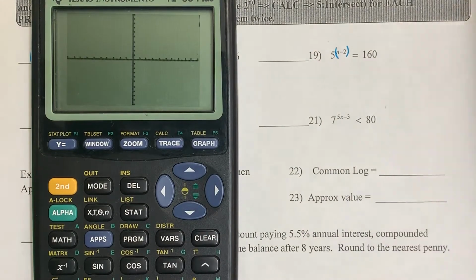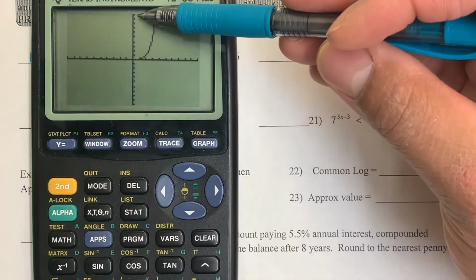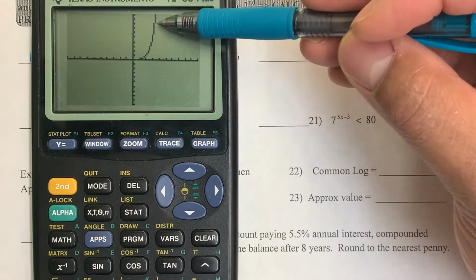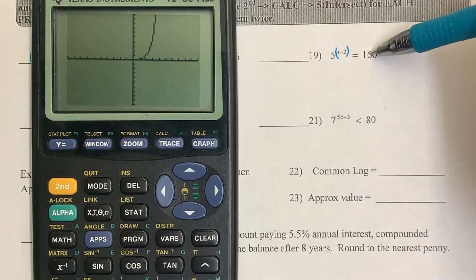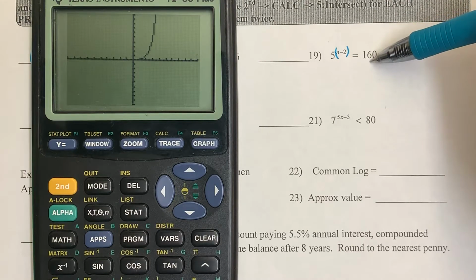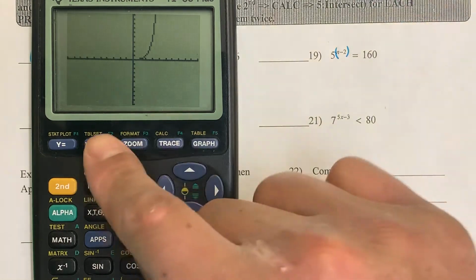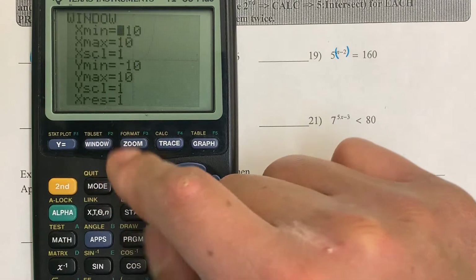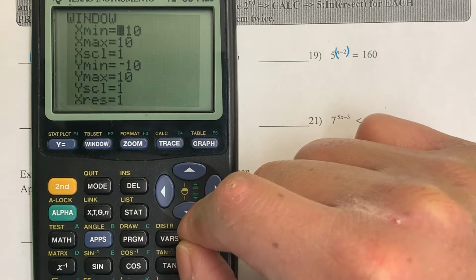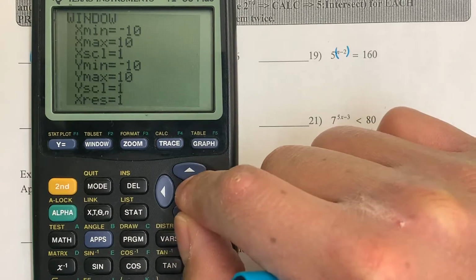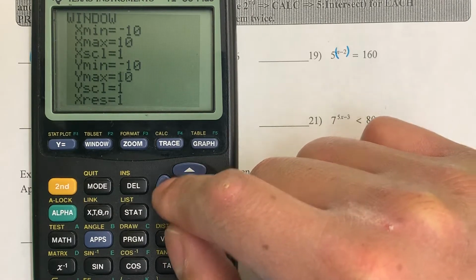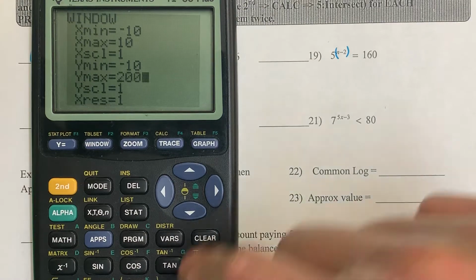So if I graph it, this graph only goes up to y equals 10. I can see it shoot up. There's my 5 to the x minus 2. That's no problem. What I can't see is this y equals 160. So I'm going to have to go into window and adjust it so I can actually see what I'm looking for. The simplest way to do that would be to go down to y max and change it to 200.